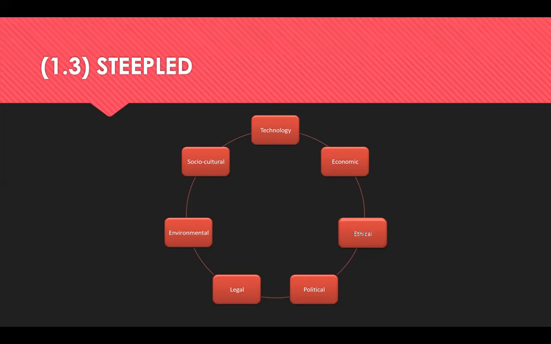T for technological has a huge impact on business as the world becomes more interconnected with systems and networks. So you need to be aware of emerging technology, as well as things that are potentially becoming out of date. The economy will slowly affect every and all businesses, especially in times of boom or bust. But it looks at things like inflation, exchange rates.